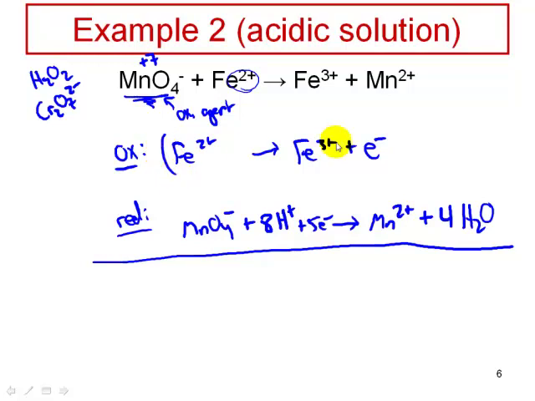First, I've got to multiply the top equation by 5. I do that because we produce a single electron over here, and 5 electrons get used over there, and those amounts have to be equal. So if I multiply, the electrons are going to cancel out. We don't show them as part of the overall equation.